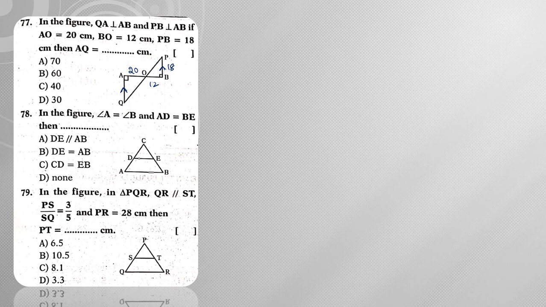Now clearly you can observe that these two lines are parallel. Then this angle will be equal to this angle, alternate interior angles. So by AAA similarity, we can say that triangle QAO is similar to triangle PBO. So these two triangles are similar.